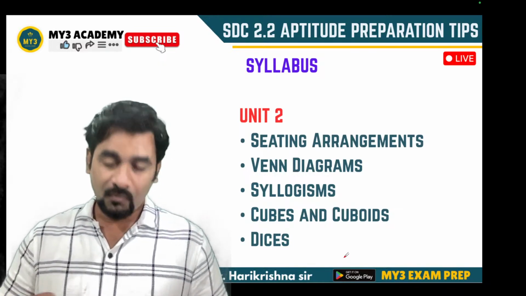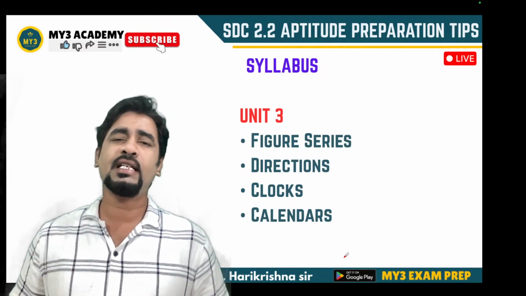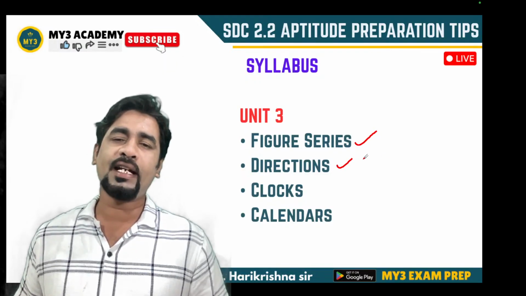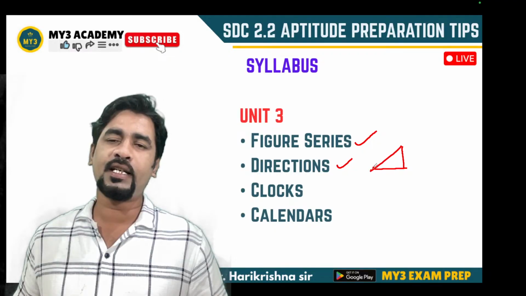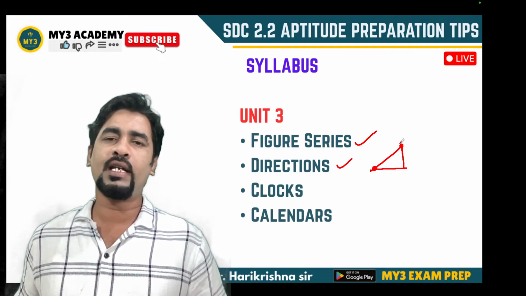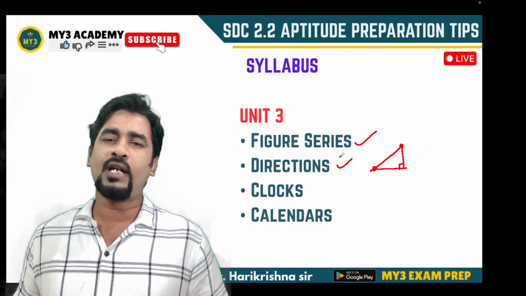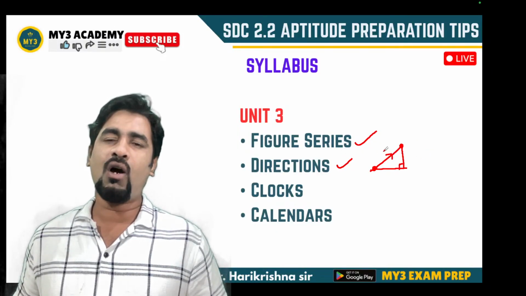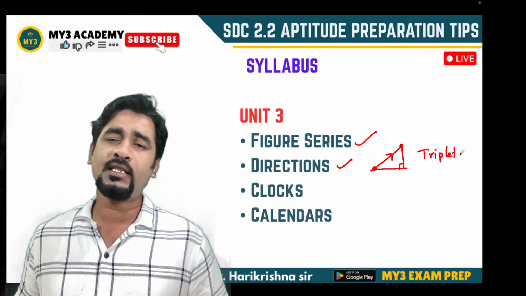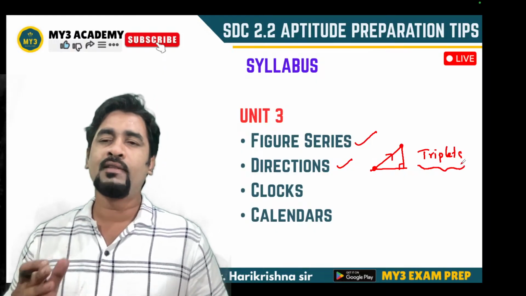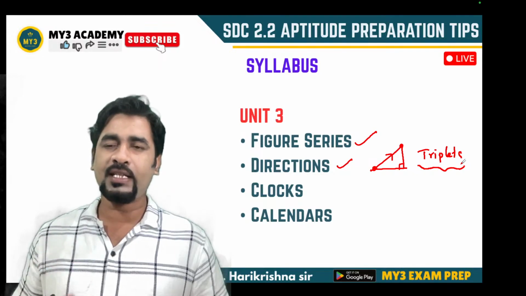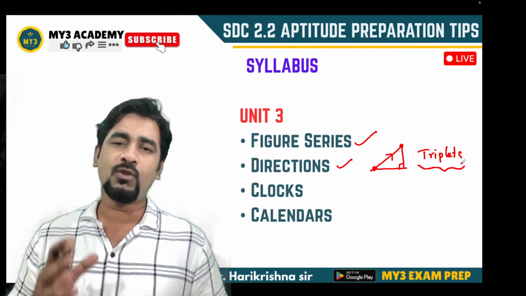Okay. So next, unit number 3 is figure series. Figure series is just a non-verbal reasoning topic. And direction sense, they will ask the shortest distance from home to office, or from one friend to another friend. So direction-based questions they will give. Direction means either they will ask the direction or they will ask the distance. While you are solving direction questions, please remember the triplets. Triplets will be very helpful. 3, 4, 5; 6, 8, 10; 9, 12, 15. If you remember these triplets, you will feel very comfortable solving the direction-based questions.